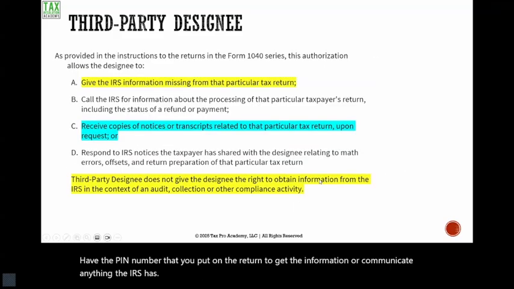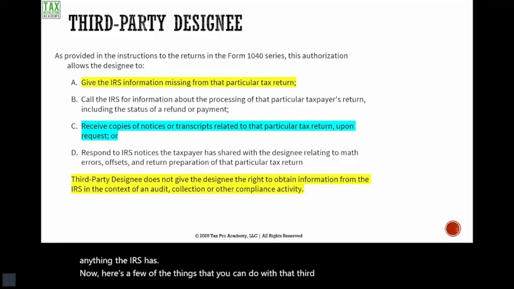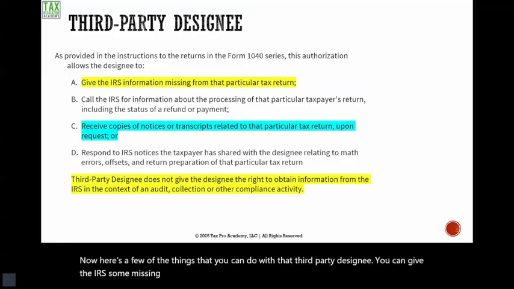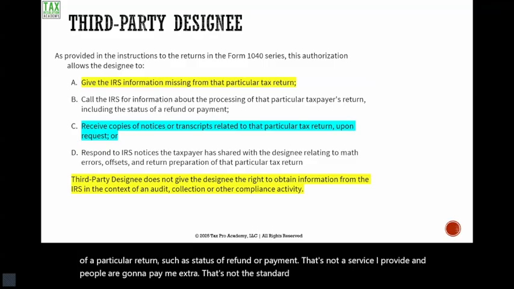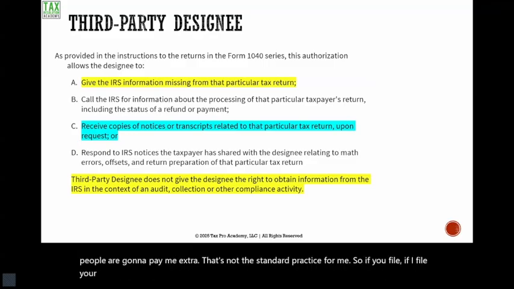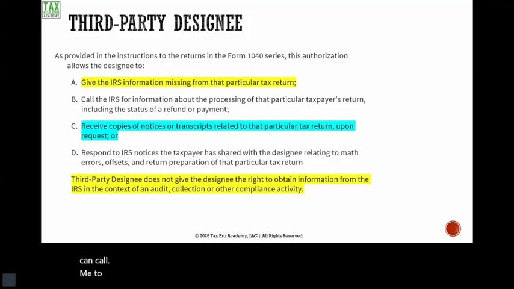Now, here are a few of the things that you can do with that third party designee. You can give the IRS some missing information, and you can call the IRS for information about processing of a particular return, such as status of refund or payment. That's not a service I provide, and people are going to pay me extra. That's not the standard practice for me. So if I file your tax return, I'm done. If you want to know the status of your refund or payment, then you can call. If you want me to do it, that's an extra fee.